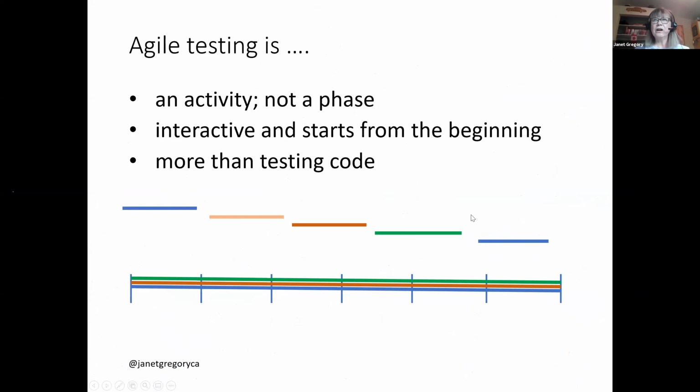When I talk about Agile testing, it's really how do we adapt testing? How does it fit in to our Agile teams? It's an activity. It happens throughout. It is not a phase at the end. We're always testing. It's not a methodology at all, right? But testing should be interactive. It should start from the first time we are introduced to a new feature. And it's much more than testing code.